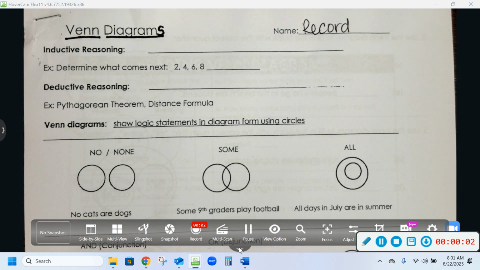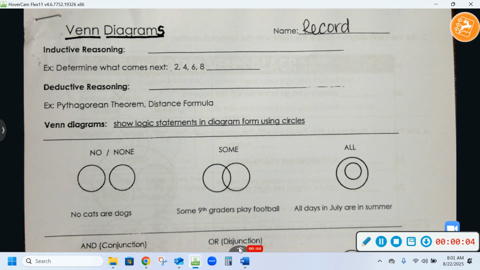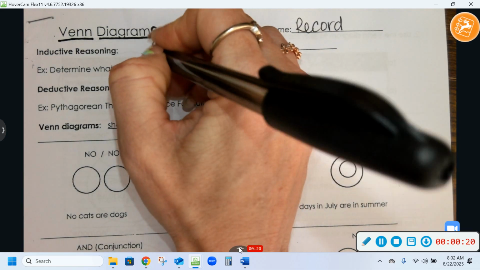So, first things we have to talk about in geometry. We have two different types of reasoning. Inductive reasoning. We remember that by it's intuitive. It makes sense. We can tell what's going to happen based off of patterns that we know. So for inductive reasoning, you can simply write from patterns and observations.